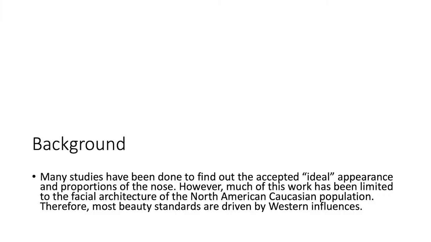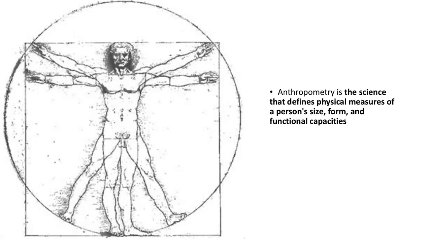Because there's anthropometric heterogeneity in different racial groups, the perception of beauty varies for each of them. As the human nose differs in anatomy and morphology between racial groups, it has become apparent to surgeons that most of these patients place great importance on maintaining their core ethnic features while achieving cosmetic enhancement. On the other hand, anthropometry is the science that defines physical measures of a person's size, form, and functional capacities, which varies from one racial group to another.